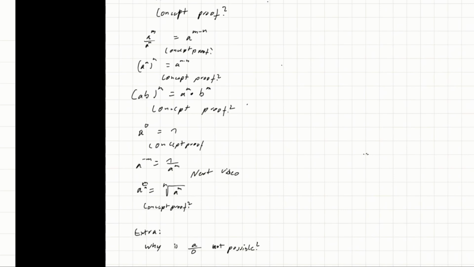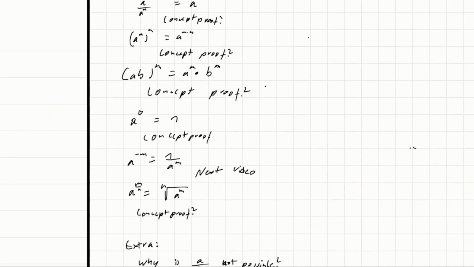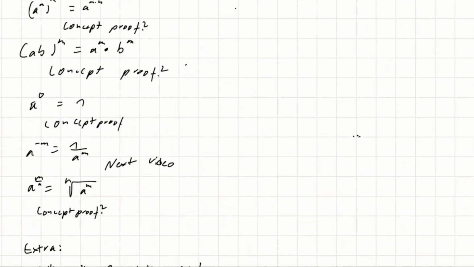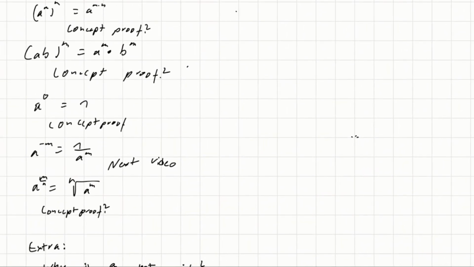So why is a to the exponent of 0 equal to 1? There I give a concept proof as well. This might be a little bit difficult, but you can find a solution for this. It may take some minutes, so yeah.